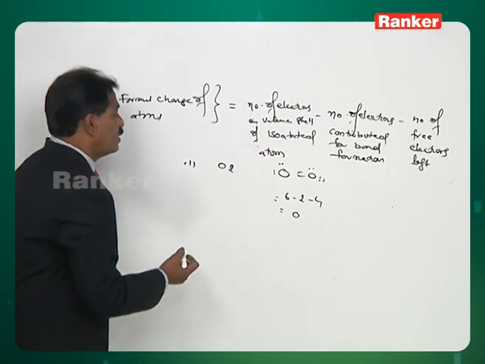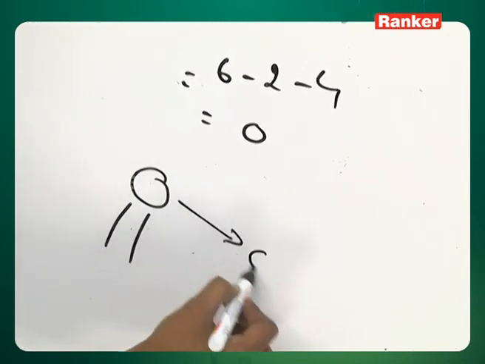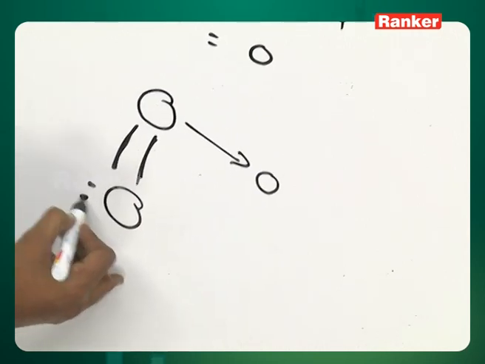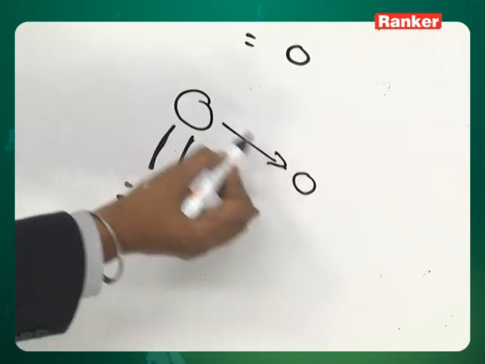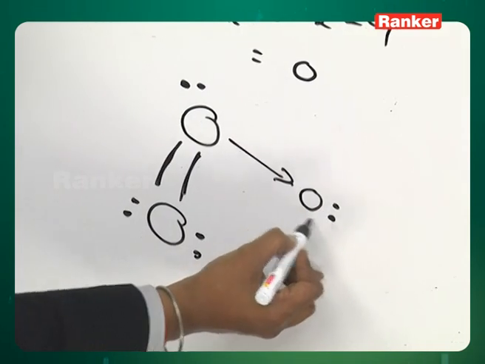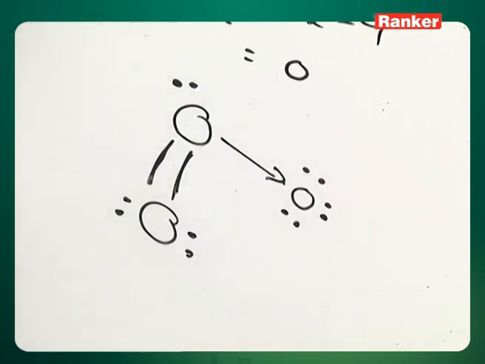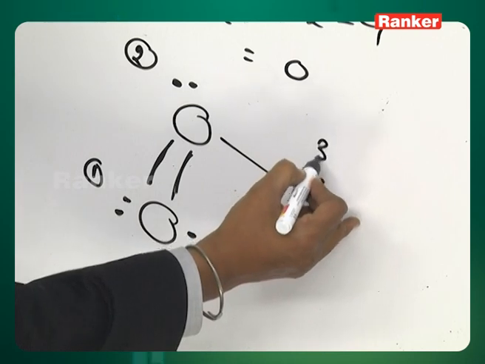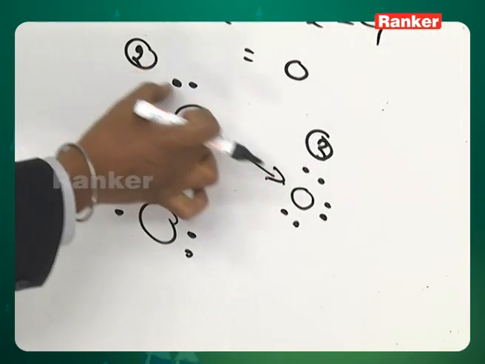Similarly, let us calculate the formal charge of each oxygen in the ozone molecule. Here, 2 lone pairs of electrons are present. Here, 1 lone pair of electrons has been donated to this oxygen. So, here only 1 lone pair is left. Here, originally 2 lone pairs of electrons were there. Now, after receiving 1 lone pair, it becomes the 3rd lone pair. Now, let us label these oxygens as 1, 2 and 3. Now, let us calculate the formal charge of each and every oxygen atom separately.